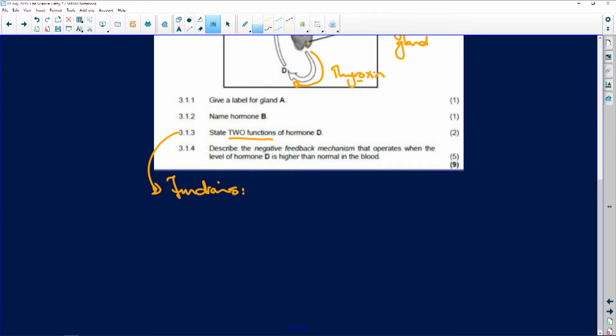Very, very easy. It controls basal metabolic rate. Okay, so basal means your base metabolic rate. So if your metabolism goes up or your metabolism goes down, it's controlled by the thyroid. So the thyroid is going to speed it up or slow it down.